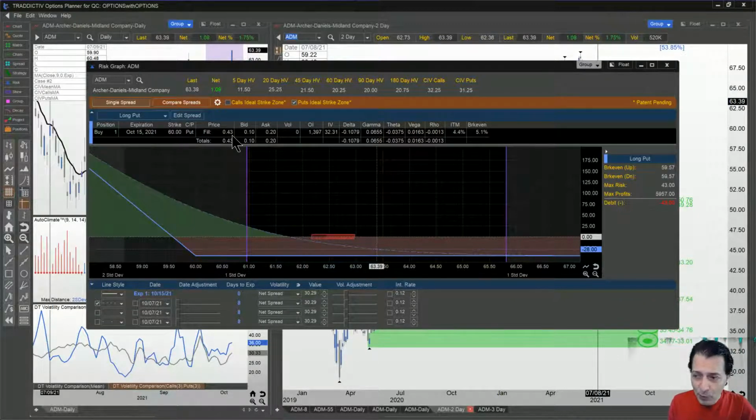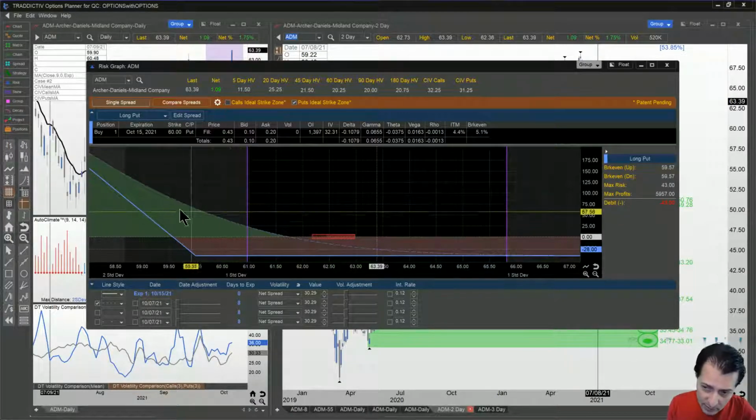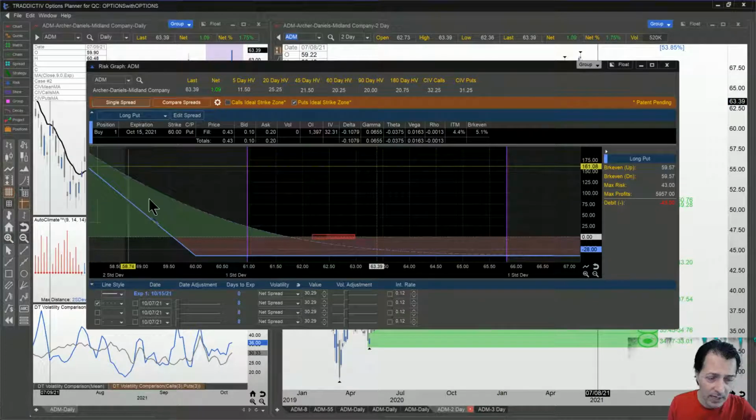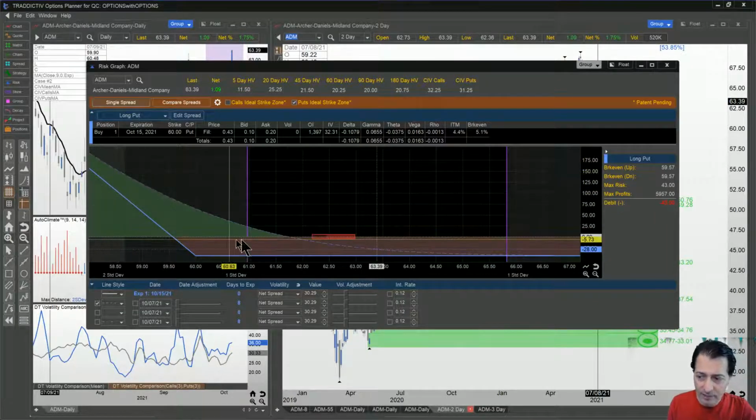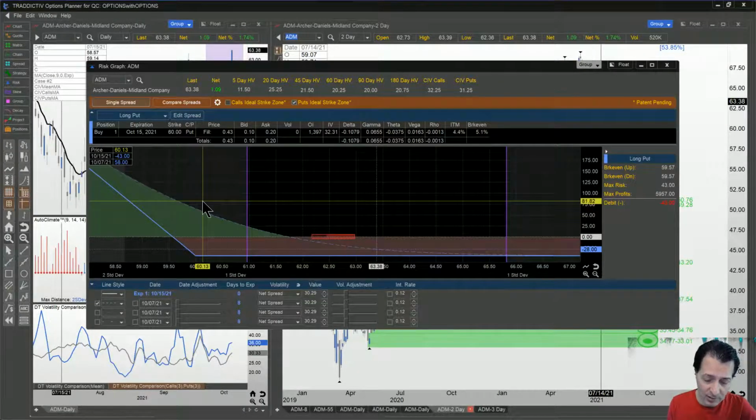So what is that put going to do for me? Well, it's my hedge in case the market falls. And if the market falls, I could make all that money. But if the market rallies or stays the same or falls just a bit, then of course I'm going to lose $43, which is the net cost of this trade. So what can I do with this? Can I improve this in any way?